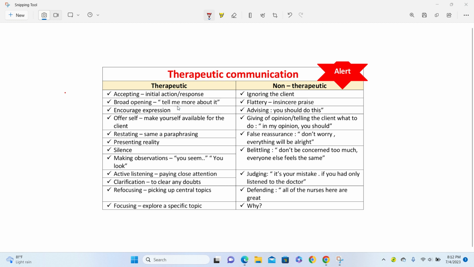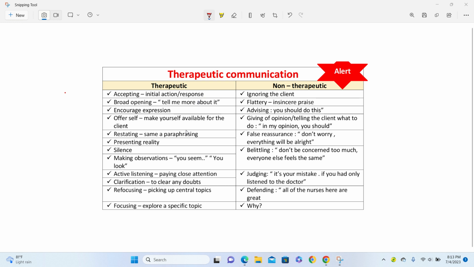So, first, in therapeutic communication, first the qualities. These are the qualities of therapeutic communication and how a nurse should react, and how we should not react, which means non-therapeutic communication. First, we will see therapeutic communication, then we will see non-therapeutic communication. So, first, therapeutic: accepting. Whatever the client is ready to say, our initial action should be the response. We should accept. Okay?